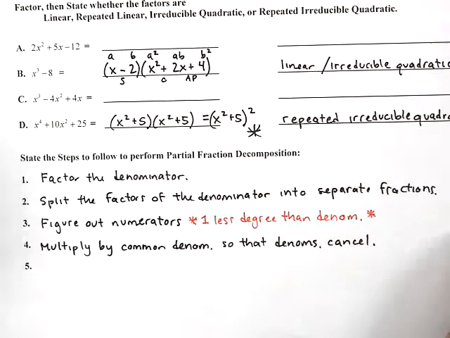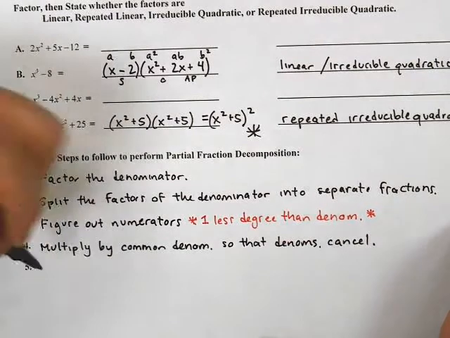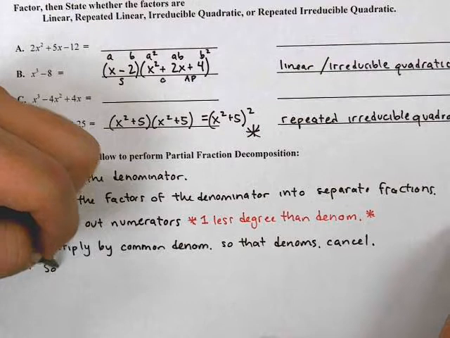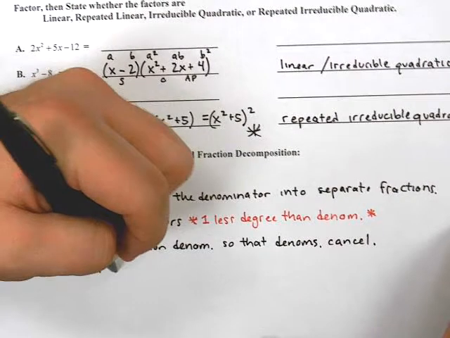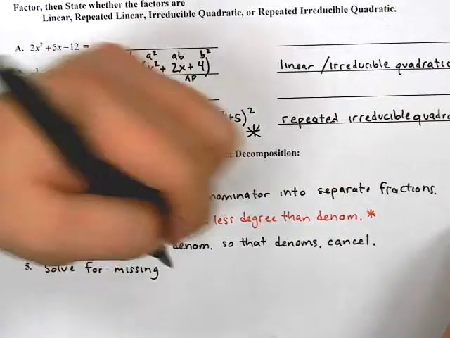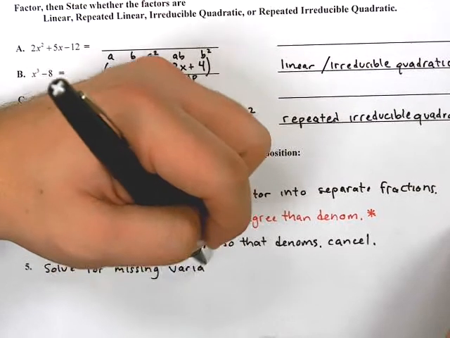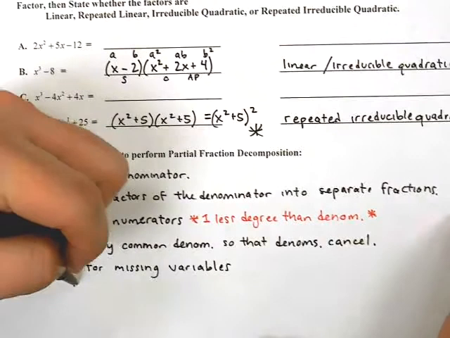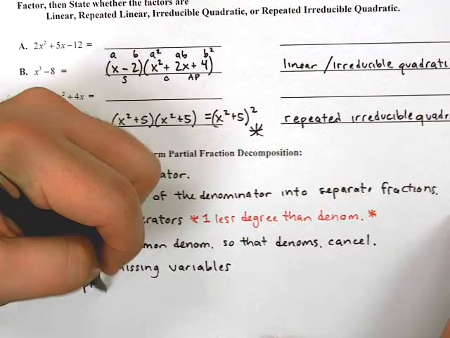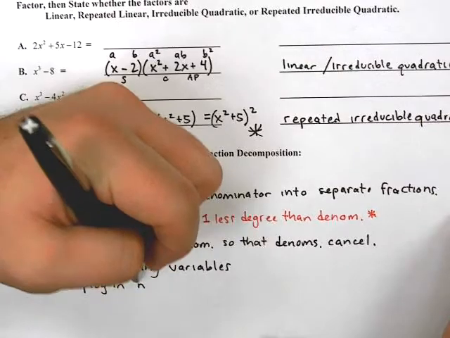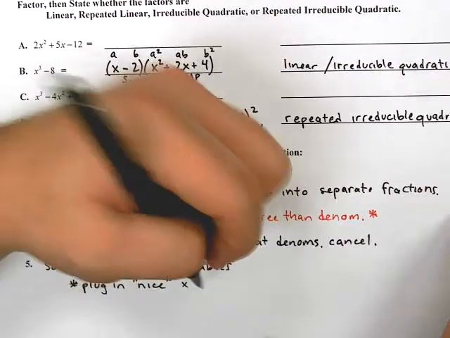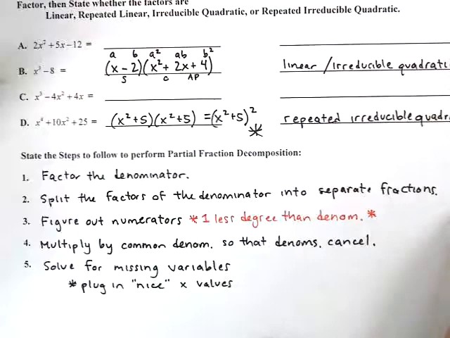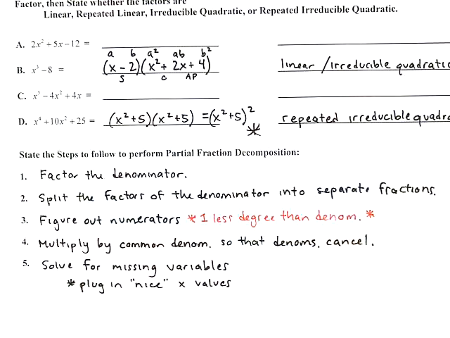And normally, you know what I'm going to do? I'm going to say we need to solve for missing variables. Alright, now last time in the last video we were plugging in x values. Plug in nice x values. It's going to be a little different today. Okay, it's going to be a little different on the next page. So let's jump into that.